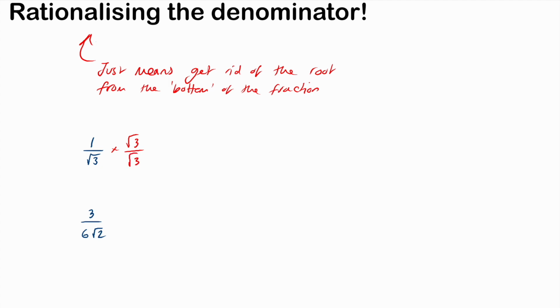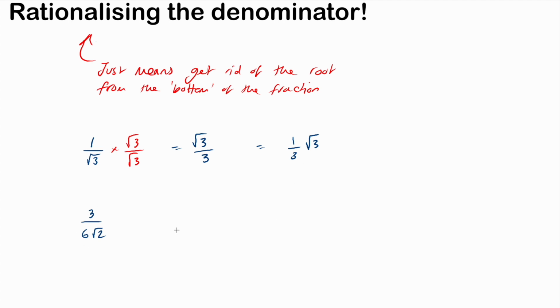So if we simplify this, 1 times root 3 is just root 3. Now, root 3 times root 3 is root 9, and the square root of 9 is just 3. So we have done that now. That is rationalised. It can be written in this form, or it could actually be written as 1/3 root 3. Personally, I prefer this, but you see both.